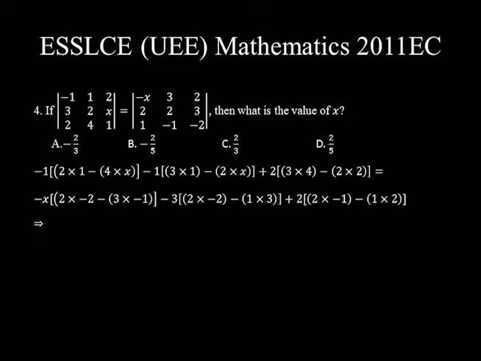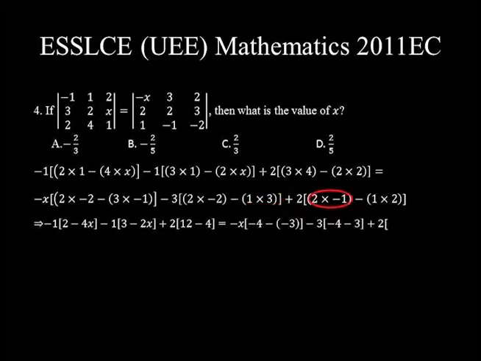This implies negative 1 times 2 times 1 is 2 minus 4 times x is 4x, minus 1 times 3 times 1 is 3 minus 2 times x is 2x, plus 2 times 3 times 4 is 12 minus 2 times 2 is 4, which is equal to negative x times 2 times negative 2 is negative 4 minus 3 times negative 1 is negative 3, minus 3 times 2 times negative 2 is negative 4 minus 1 times 3 is 3, plus 2 times negative 1 is negative 2 minus 1 times 2 is 2.